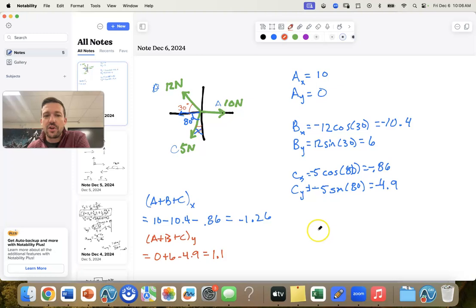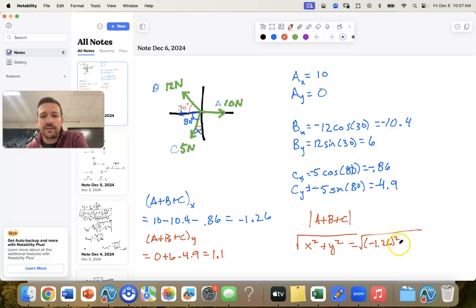Now, if they want to know the magnitude, typically in physics they write the magnitude with those absolute value signs around it. Remember, magnitude is the square root of the x coordinate squared plus the y coordinate squared. So this would just be the square root of negative, and I don't even need to put the negative because we're squaring it, so we'll get rid of the negative anyways, plus 1.1 squared, and this will come out to 1.26 squared plus 1.1 squared. The magnitude of this one comes out to be 1.67.